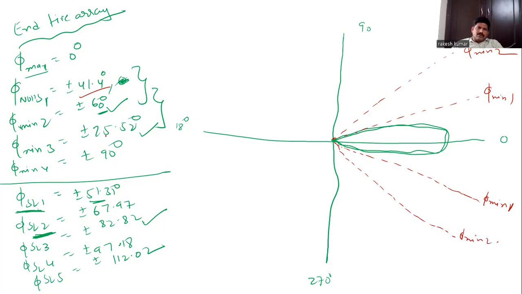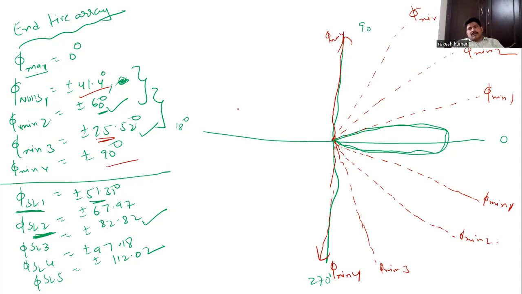Next, identify the phi minimum 3. It is 75 degrees. So this is phi minimum 3. What is the phi minimum 4? In this direction, this is our phi minimum 4, and this is our phi minimum 4. Okay. Now let us draw the side lobes.